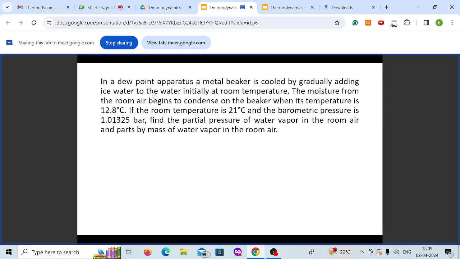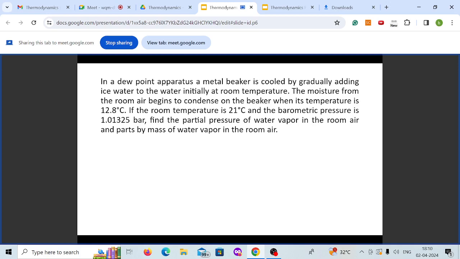So what it essentially is, you have a metal beaker. It's just like your normal ice water. You keep it in glass, you pour, you have condensation outside, you have water droplets outside. So a similar example. So what you have is a metal beaker and it has some water. So you are pouring ice water to this. Then what happens is the moisture in the air is starting to condense, and when the temperature is 12.8 degrees Celsius, this gives you a dew point.